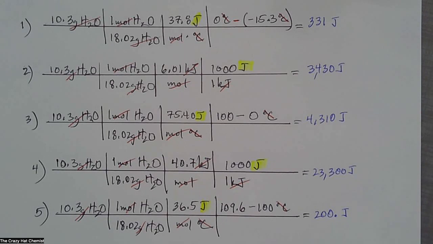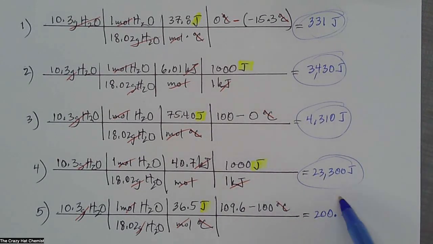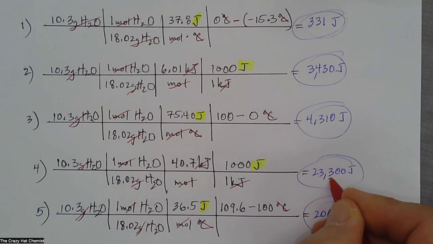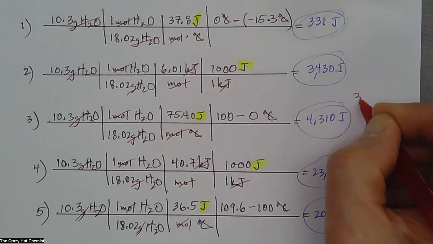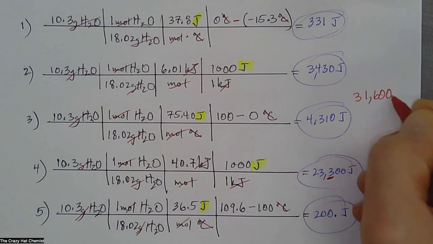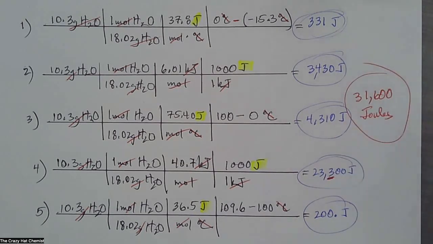Now what we're going to do is sum up, add up all 5 of these numbers here. And then we're going to round the number to the fewest decimal places, which is going to be in the hundreds place. This is the least precise measurement right here in the hundreds place. So our final rounded answer is going to be 31,600 joules. And that is our final answer. Those trailing zeros don't count.